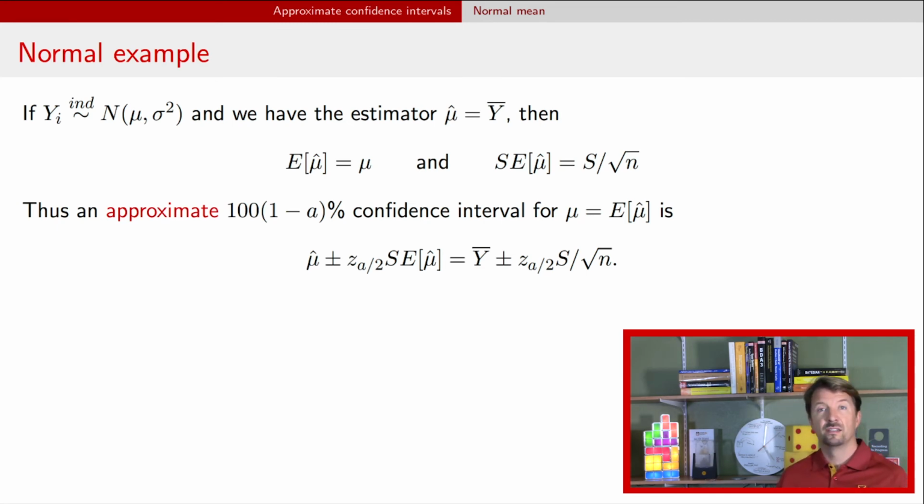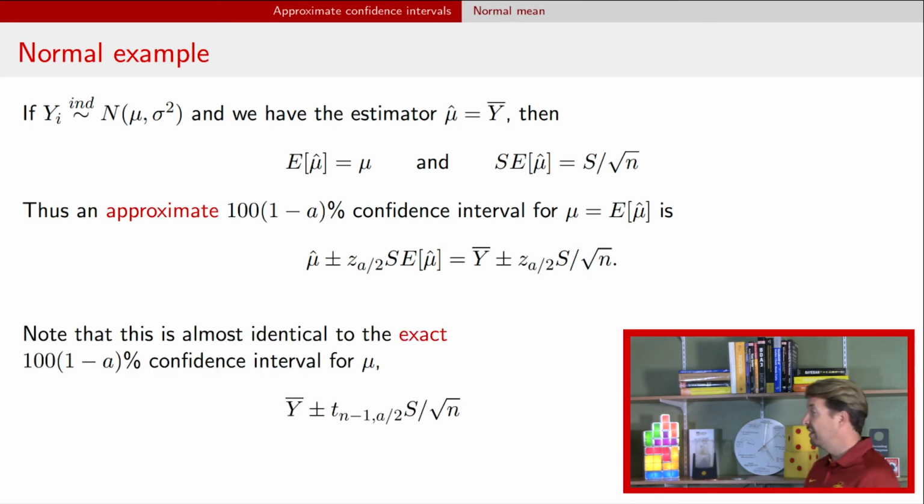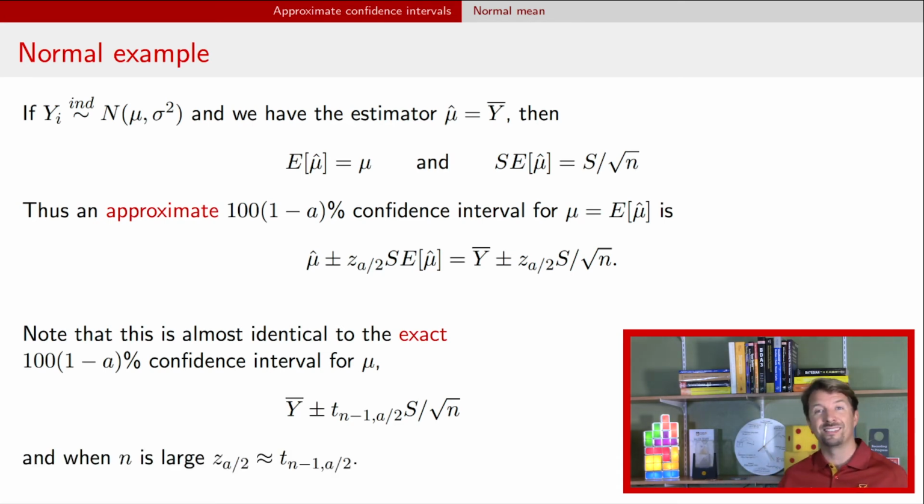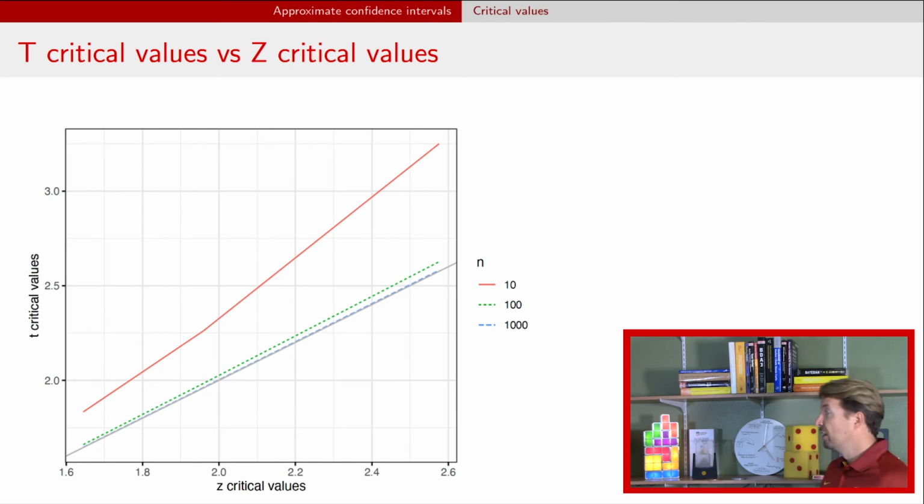And now this interval looks very much like our exact interval we talked about before. Here's the exact interval, and the only difference between the two is that we have a t critical value in our exact interval, and we have a z critical value in our approximate interval. And it turns out that when the sample size is large, that is, when the degrees of freedom on that t-distribution are large, then the z critical value and the t critical value are almost exactly the same. And so here's a plot that demonstrates that point. This plot has z critical value on the x-axis, the t critical value on the y-axis, and it has a gray line that's the y equals x line.